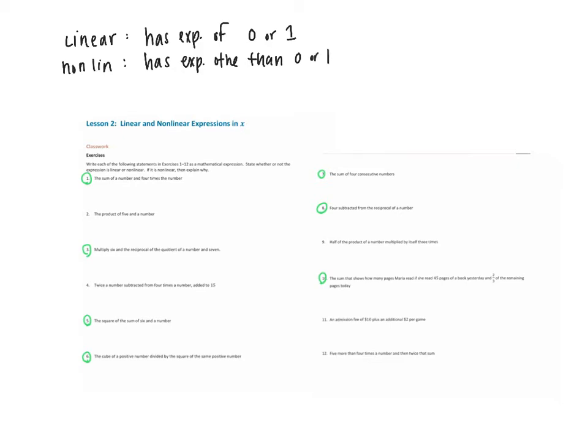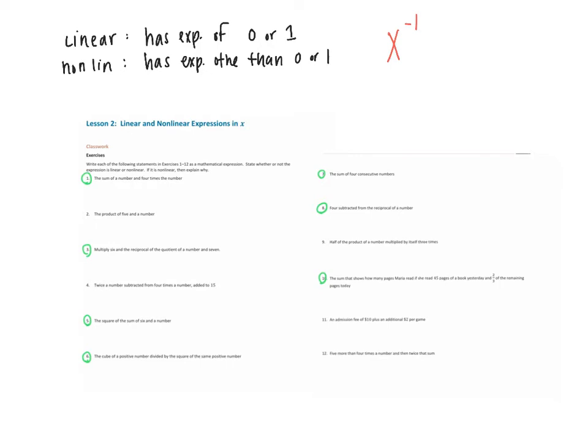Okay? Now we haven't gotten too into this yet, but what if it's a negative exponent? So what if I have x to the negative first power? Would that be linear or nonlinear? Let's look at our rule. If it has an exponent of 0 or 1, it's linear. Is this a 0 or a 1? No, it's a negative 1. So this is automatically going to be nonlinear.